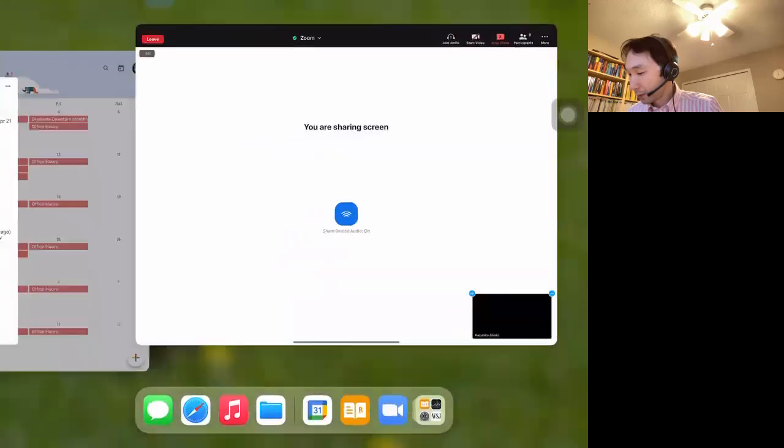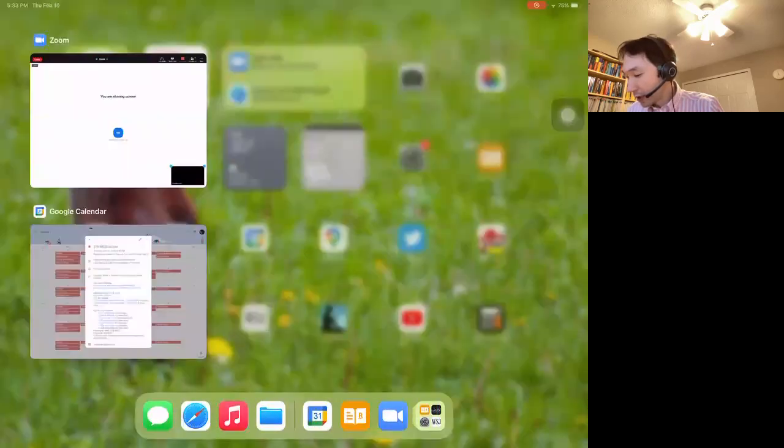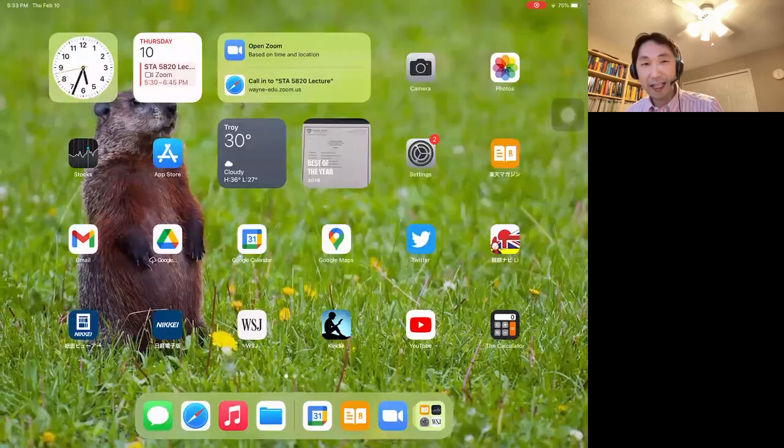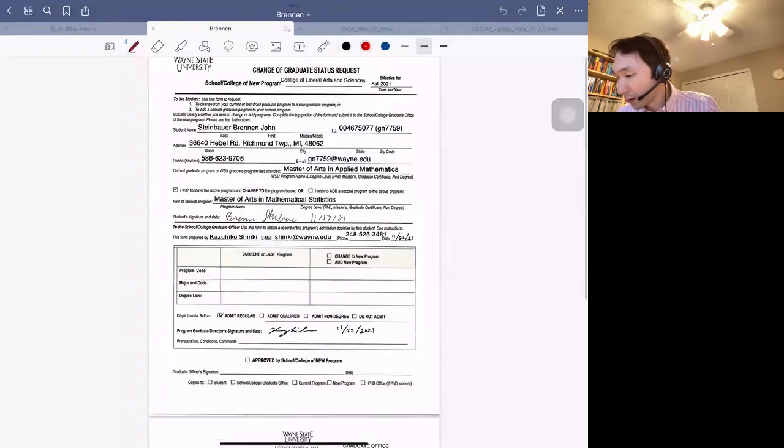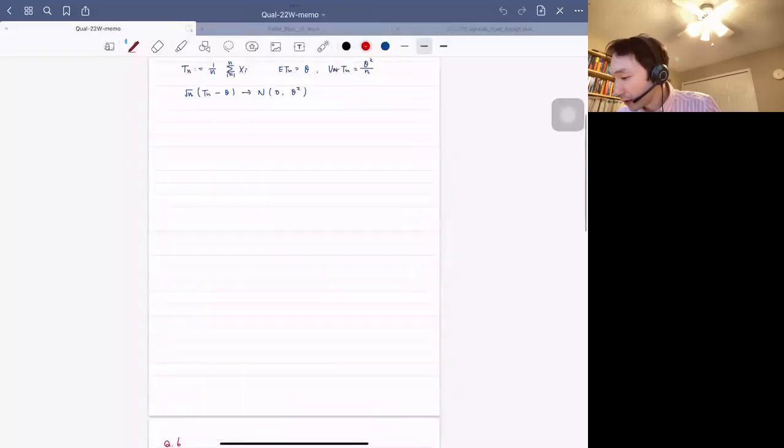Okay, so now I share the screen. And since this is a statistics class, I would like to discuss the models in detail rather than just doing computer implementation.